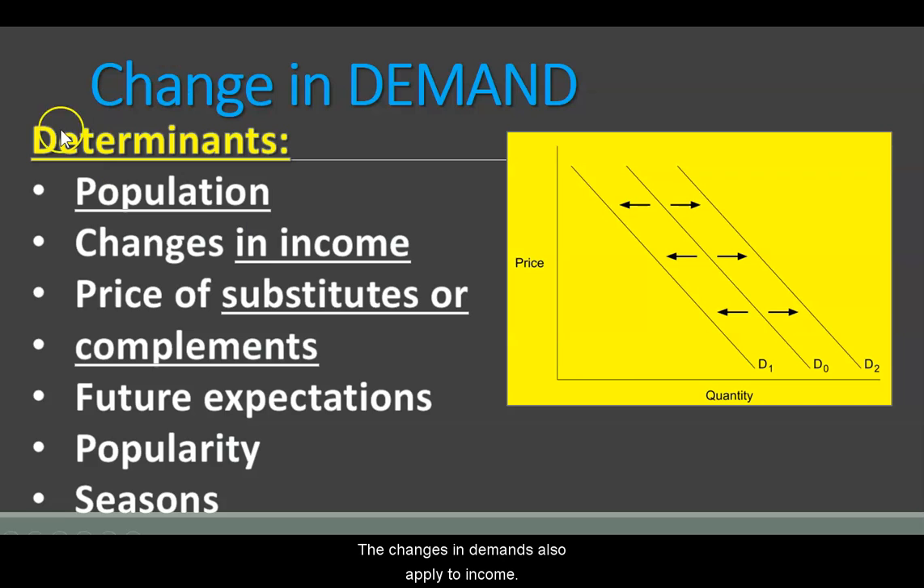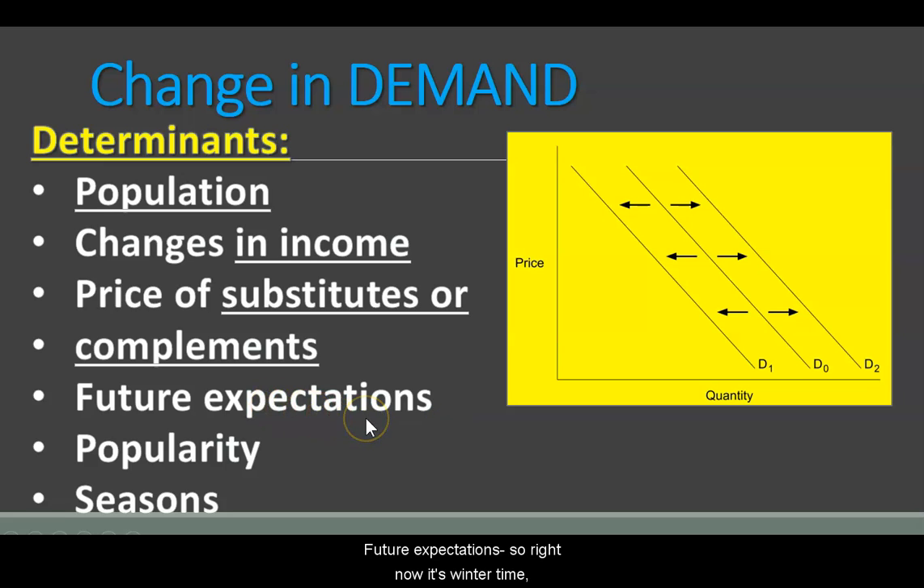The changes in demands also apply to income. If you have more money, then you're probably going to be buying more expensive brands, you're going to buy more things, you're going to splurge more, or at least have the ability to do so. The price of substitutes or complement goods. So that's the one that we reviewed earlier. Either the direct or inverse relationship between one good and another. So if the price of one changes, how does it impact the other? That's another determinant of demand.